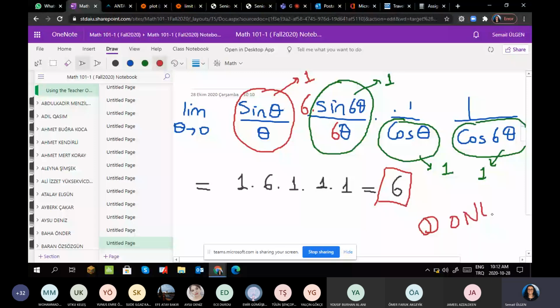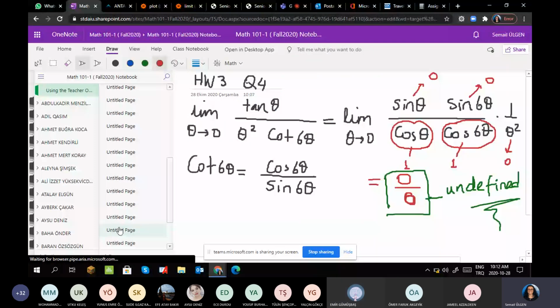Okay, can you hear me? Yes, teacher. Is this clear? Yes. Teacher, can you repeat the part where you equal everything to 1? Okay. So from here, you understand this part, right? It is 0 over 0. Yes.